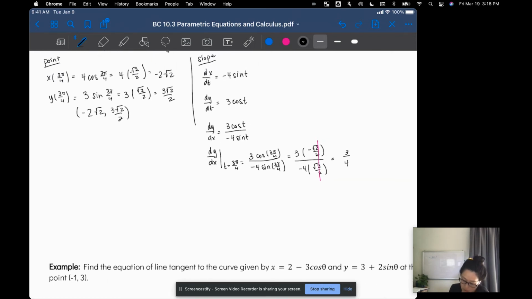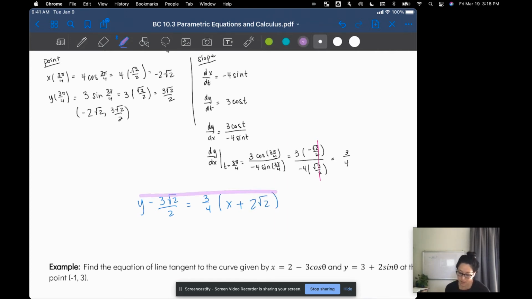The point is negative 2 root 2 comma 3 root 2 over 2. So the equation of the tangent line would be y minus 3 times the square root of 2 over 2 is equal to the slope, which is 3/4, times x plus 2 root 2. Yay!